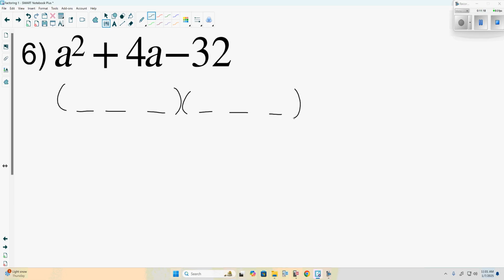Now we can find the sign. If the third term is positive, then the signs are the same and match the sign of the middle term. If the third term is negative, the signs are opposite. Here, yes, since the third term is negative, our signs are opposite. One of them is going to be plus, one of them is going to be minus. At this point, it really doesn't matter which one's plus, which one's minus. We just need to put them in as opposite signs.